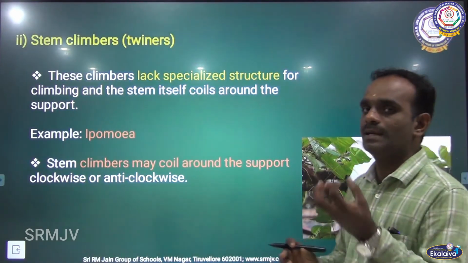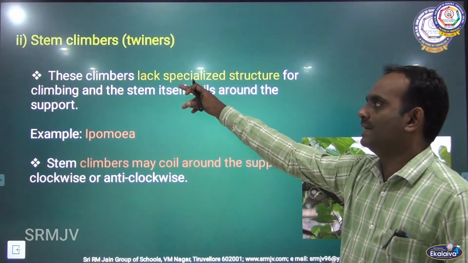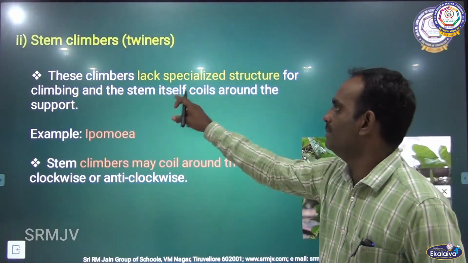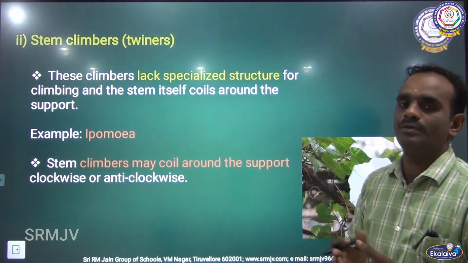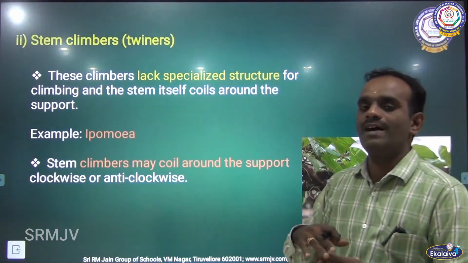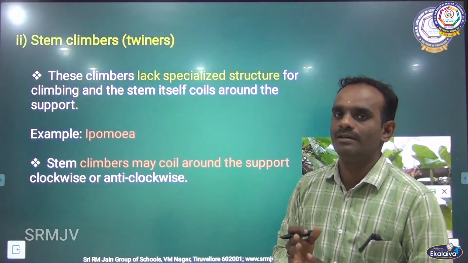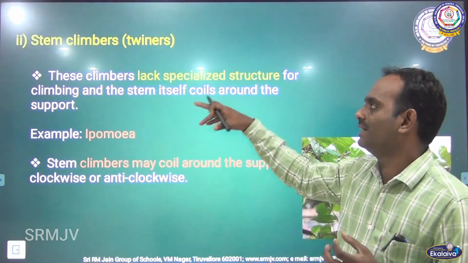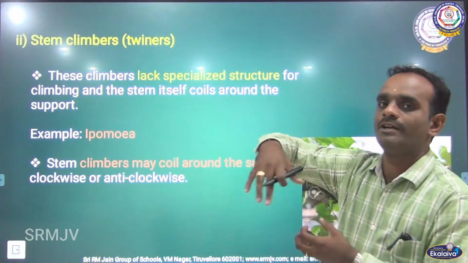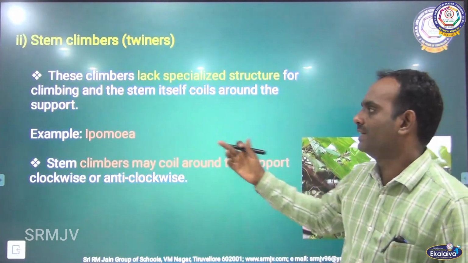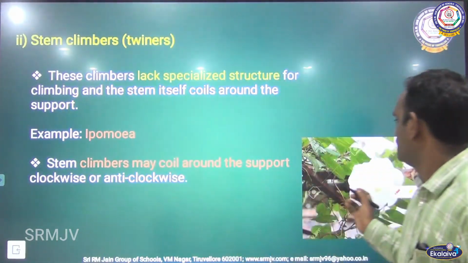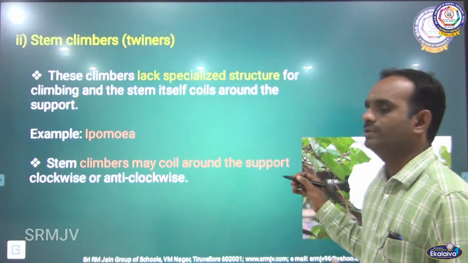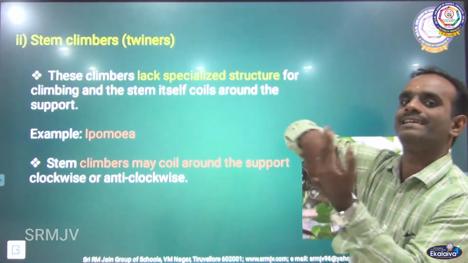The next one is stem climbers. These climbers lack specialized structures for climbing, and the stem itself coils around the support. So this type of plant does not have any special organ for climbing. The stem itself acts as a special organ, and with the help of the stem it coils around the support. Example is Ipomoea. See the picture here.